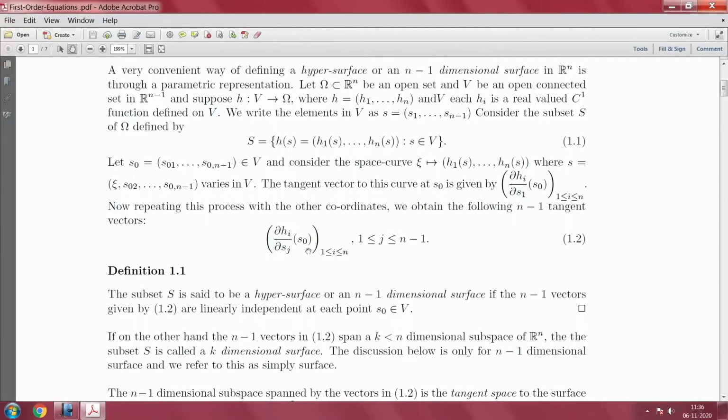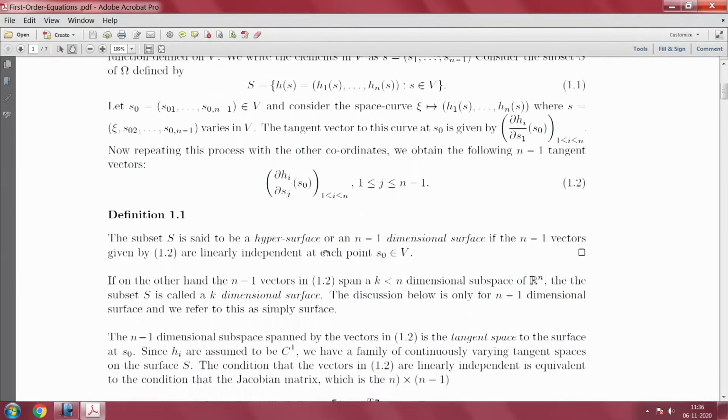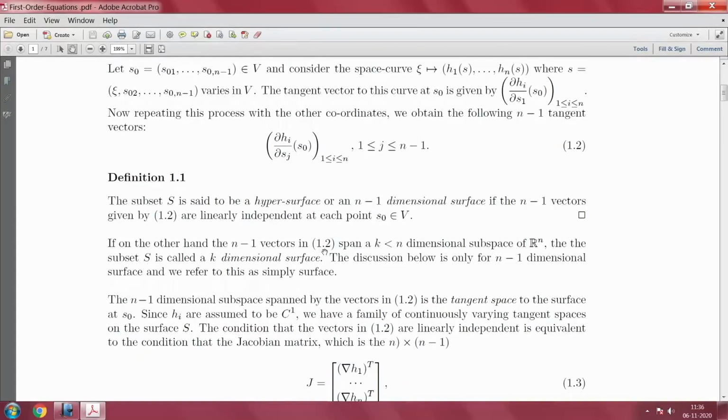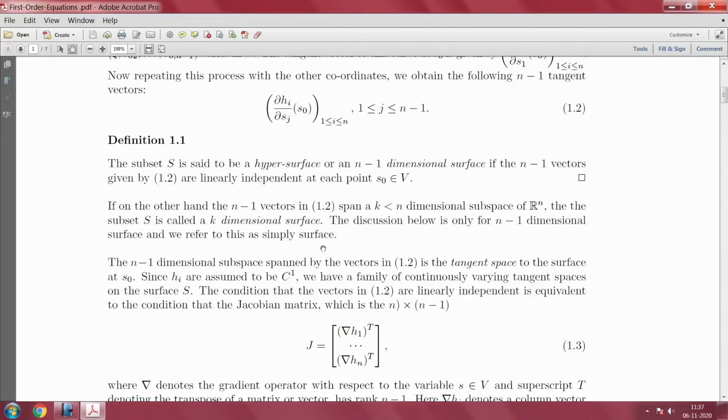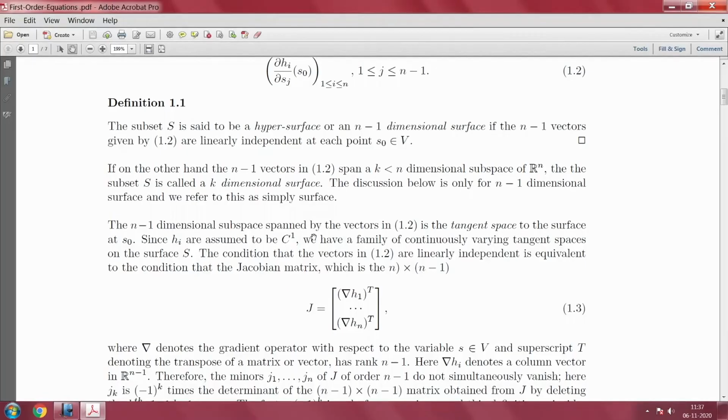So, this is more like a geometric definition. If these n minus 1 vectors are linearly independent, then we say that S is a hypersurface or simply a surface. And using linear algebra, we can convert this statement into an analytic statement, and for that you form this Jacobian matrix.